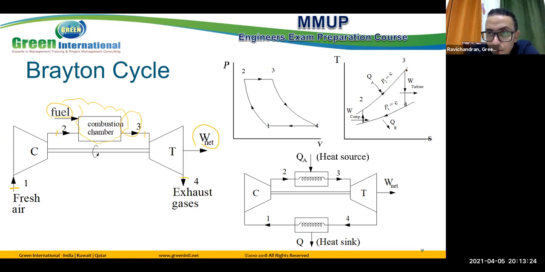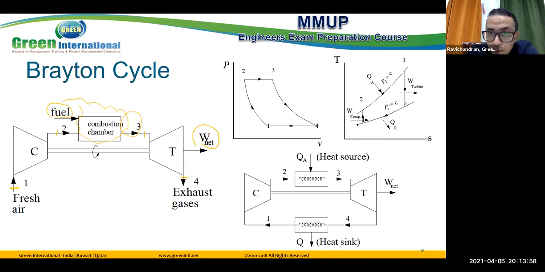On the TS diagram, as a regular cycle, it works between two pressure lines. Normally the Q added and the Q rejected happen at constant pressure. Some cycles are not constant pressure, going to constant volume, but normally it's constant pressure. Same as this cycle, it works between two constant pressures. This line here is from the combustion chamber, P2, and this line is for the heat sink, P1.